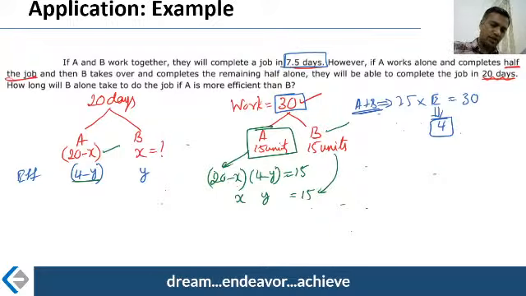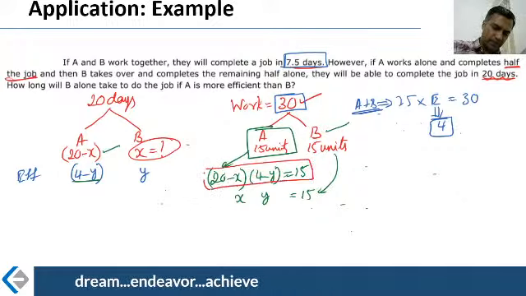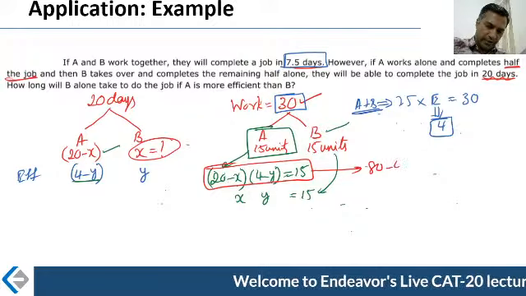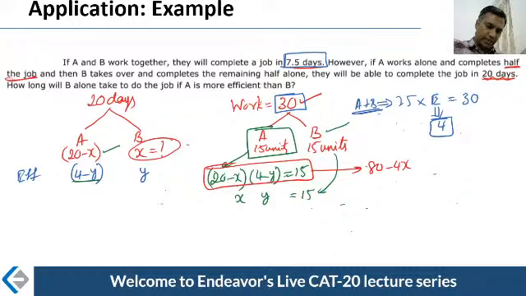What is the answer you want? You want to find the value of X. Take this and solve. Let's simplify this first. Okay, therefore 80 minus 4x minus 21 plus xy plus xy is equal to 15.